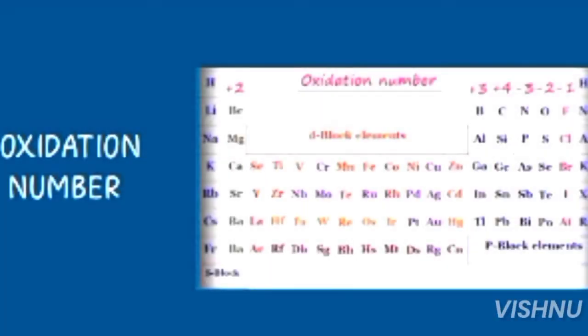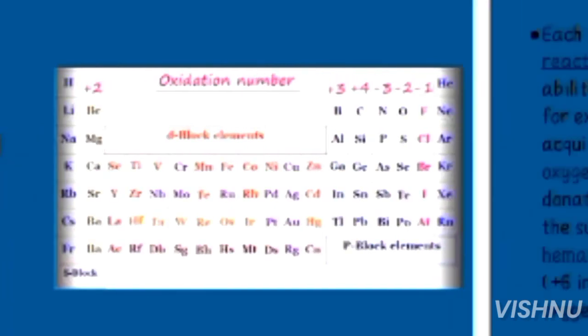Hello everybody, my name is Vishnu and in this part I am going to tell you about oxidation number. Oxidation number, also called oxidation state, is the total number of electrons that an atom either gains or loses in order to form a chemical bond with another atom. Let's now know some more about oxidation number.